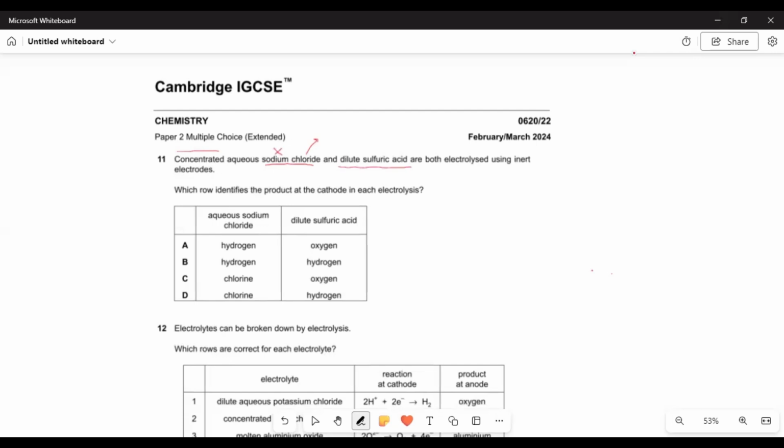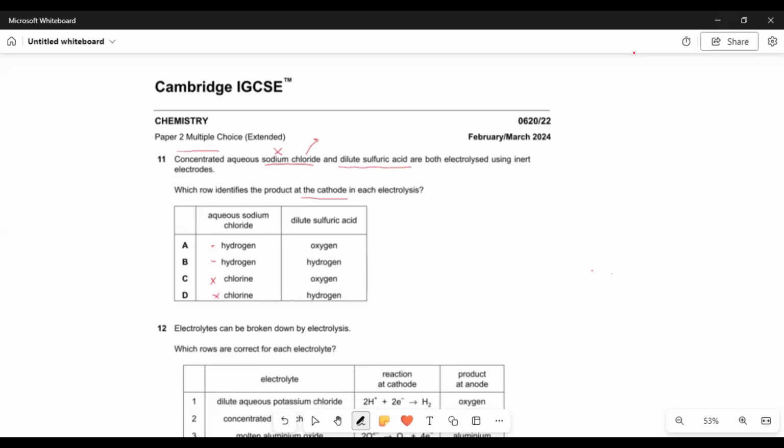So first, in sodium chloride, what was the question? Which will identify the product at the cathode? So at the cathode, hydrogen gas would be produced. So whether it is correct or not, at the cathode, chlorine cannot be produced. Okay, so what about the other side?